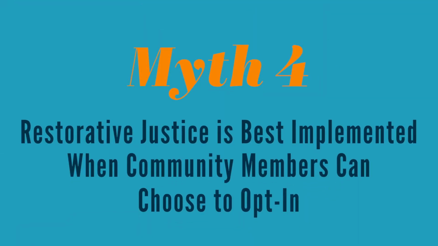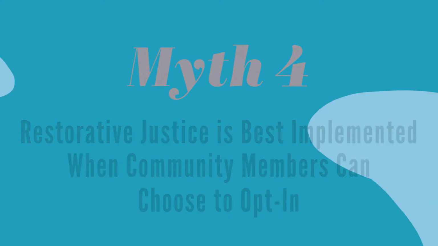Well, the 4th common myth held about restorative justice is that it is a strategy best implemented when community members can choose to opt in. Everyone gets to decide whether or not they would like to use it to address issues in the classroom. So, Ms. Jenkins uses it in her classroom, but Ms. Lieberman doesn't. And we like it that way.